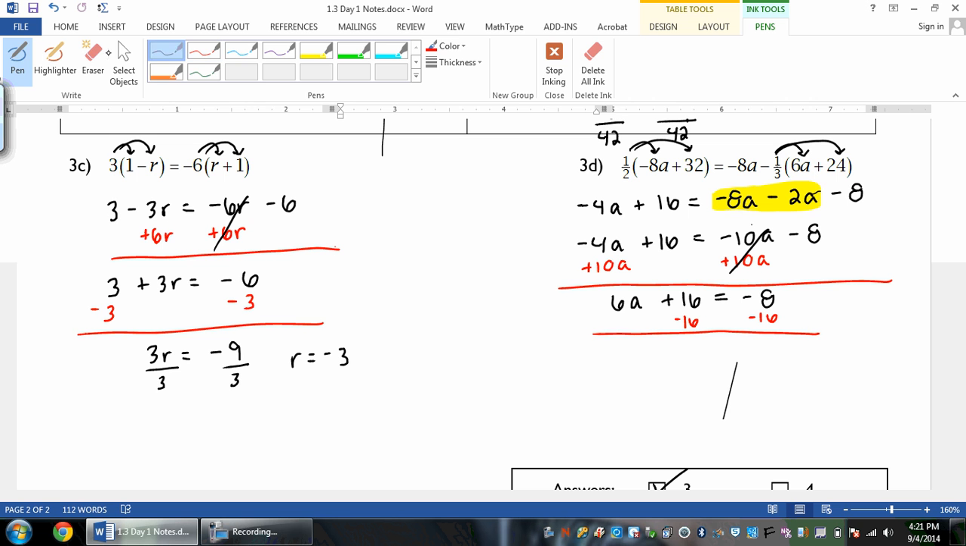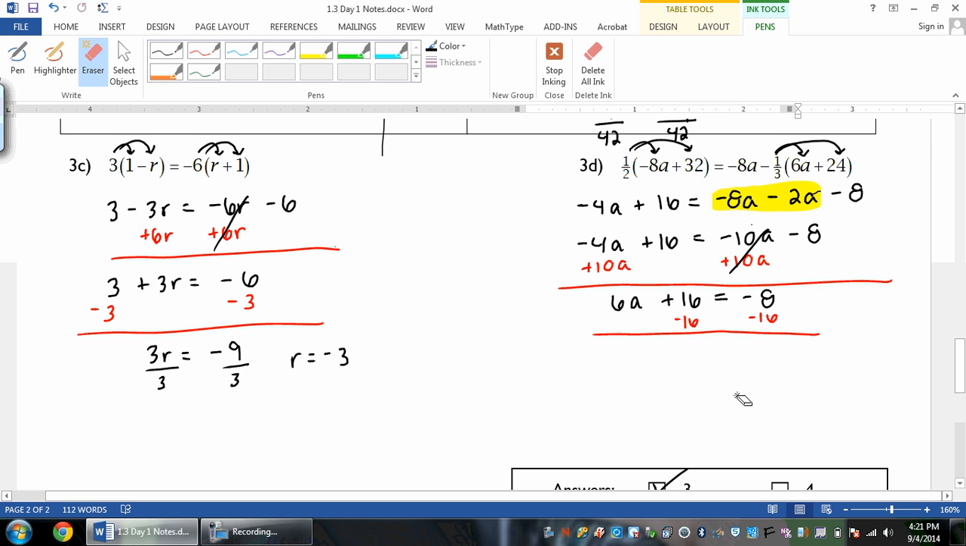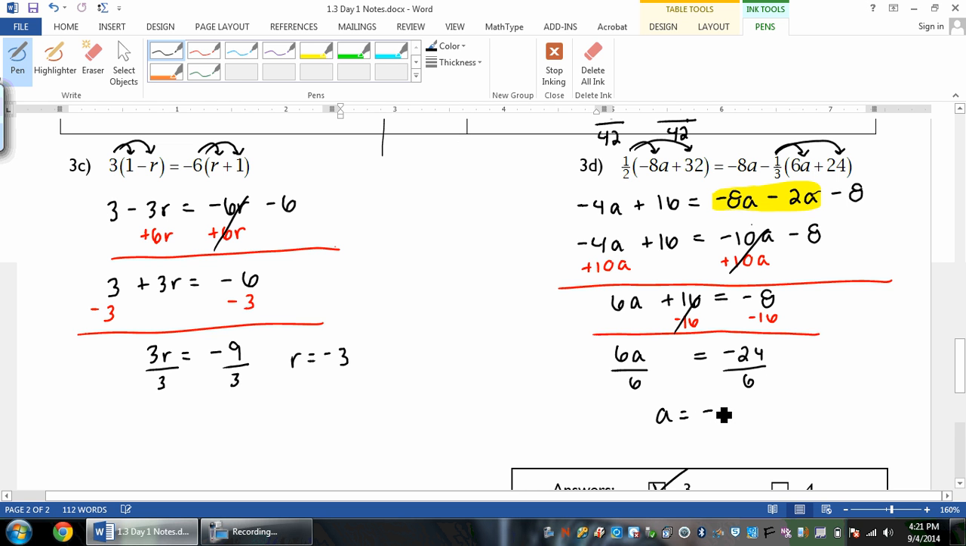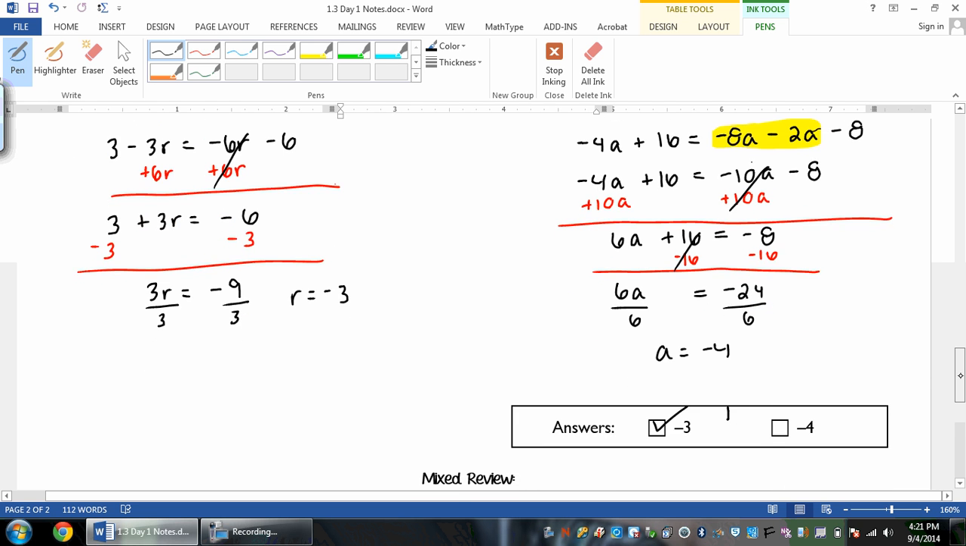Let me erase this extra stuff. Drop down the 6a. 16 minus 16 is 0. Drop down the equal. Negative 8 minus 16 is negative 24. Divide by 6 on both sides, so a is going to equal negative 4. And we got it.